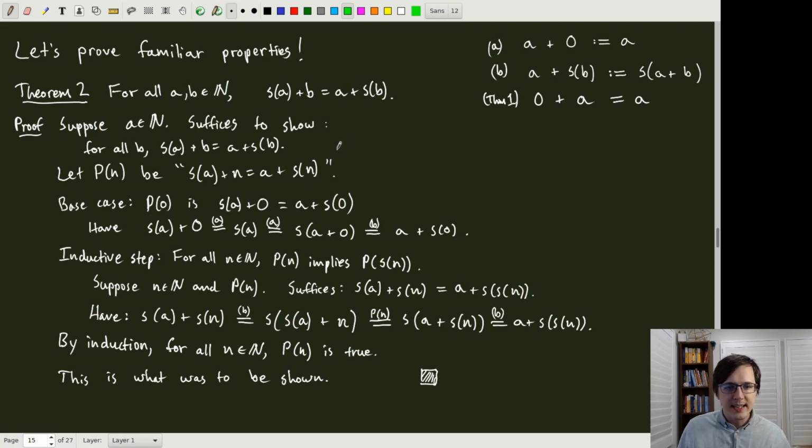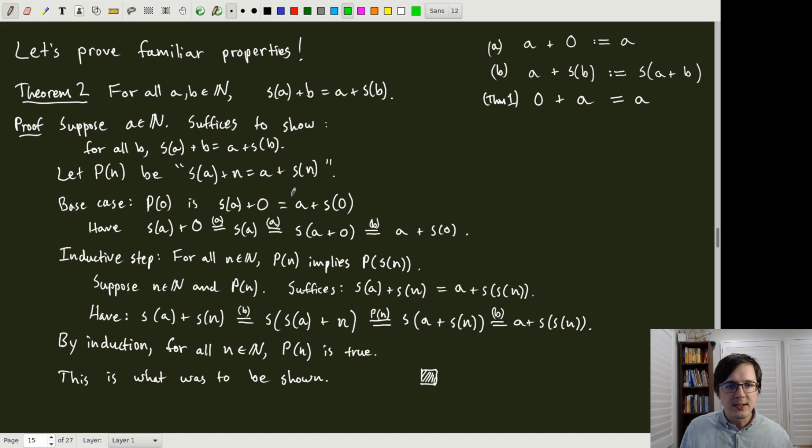Okay, so again, this is going to be an induction proof. Let's suppose that a is some arbitrary natural number, and so it suffices to show that for all b, s of a plus b is a plus s of b. I'm just taking the first for all from this and leaving the rest. That's our statement.